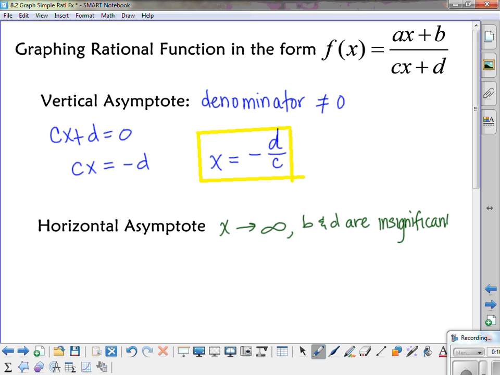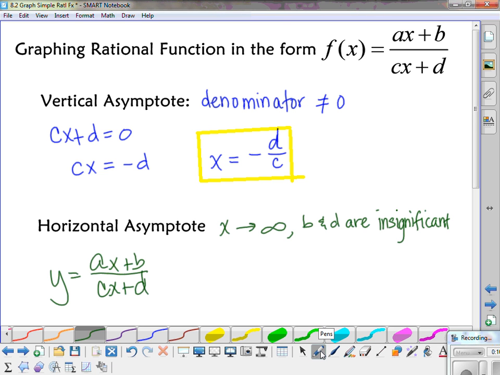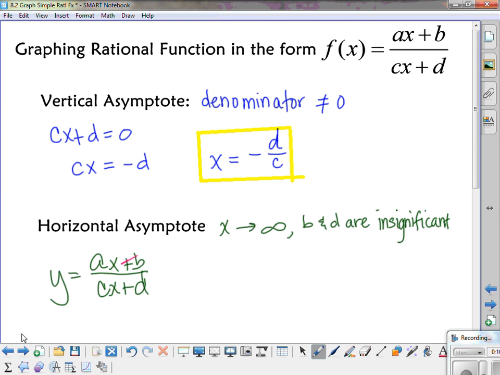So that means that when I'm figuring out my horizontal asymptote, I can essentially ignore them, okay? So I've got y equals ax plus b over cx plus d. B and D become insignificant, so I completely ignore them. I don't care about them. So now I've just got y equals ax over cx.